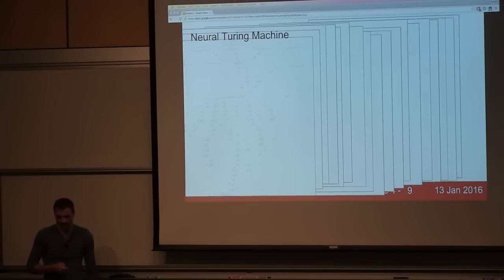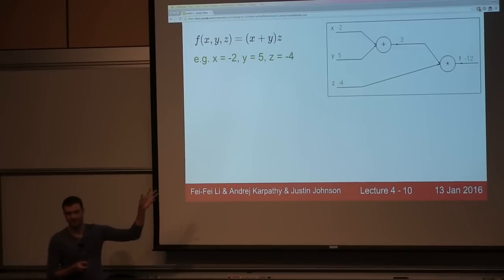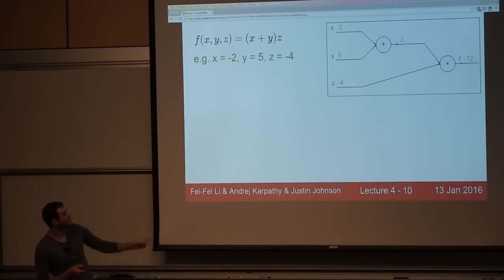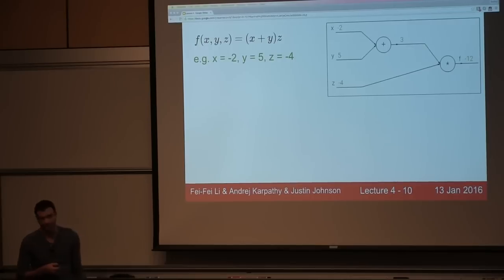Okay? So let's start off simple and concrete. Let's consider a very small computational graph where we have 3 scalars as an input to this graph, x, y, and z, and they take on these specific values in this example of -2, 5, and -4. And we have this very small graph or circuit. You'll hear me refer to these interchangeably, either as a graph or a circuit. So we have this graph that at the end gives us this output -12.